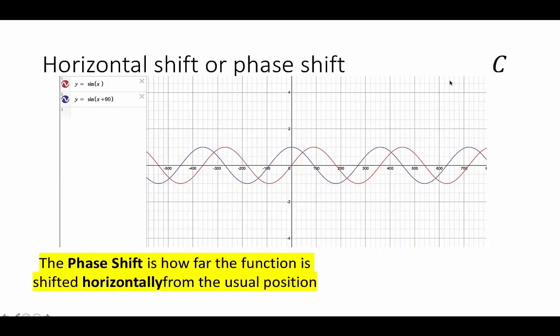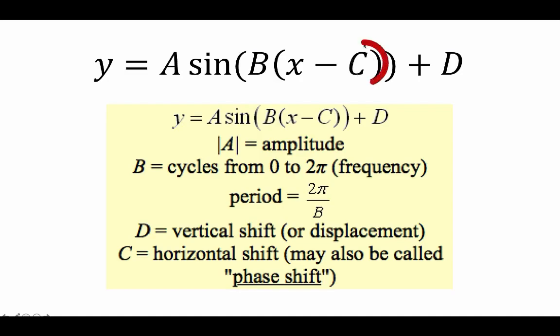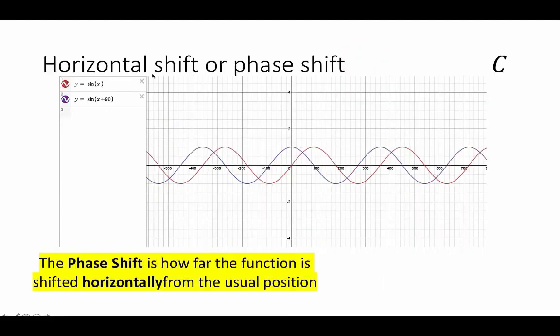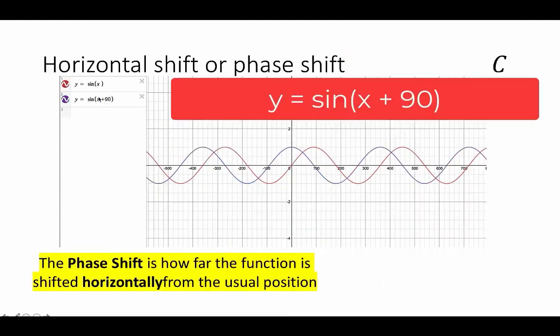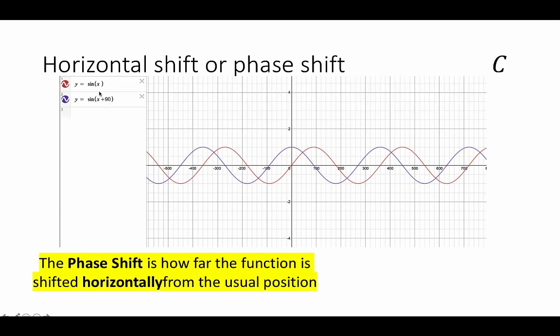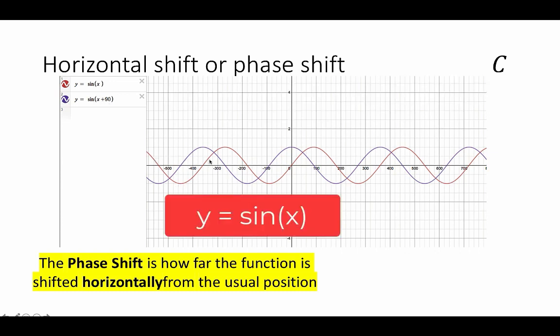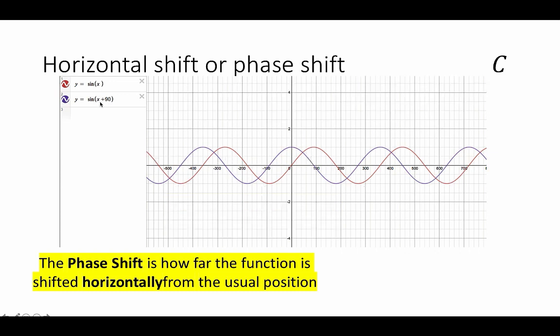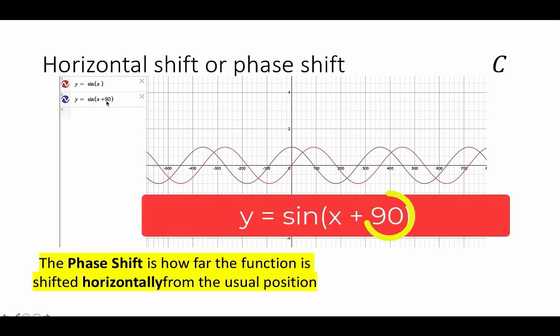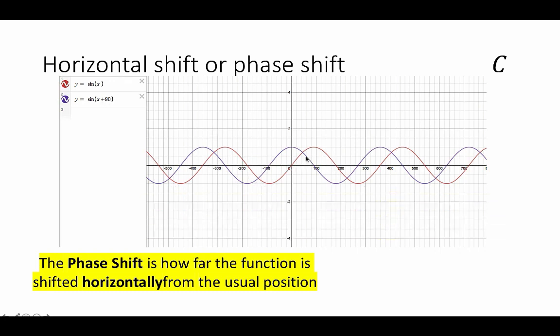Next is the horizontal shift. The horizontal shift is this letter C. So for the horizontal shift, notice that the number is added inside the parenthesis. That becomes the input to the sine function. So when you have sine of x, the graph is this red graph. If I added 90 degrees to x, the graph from this red graph is pushed to the left 90 degrees.